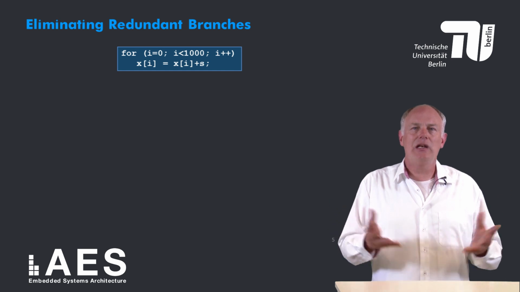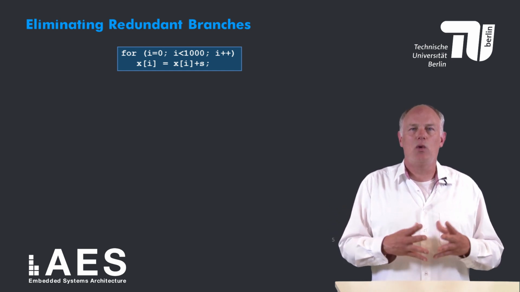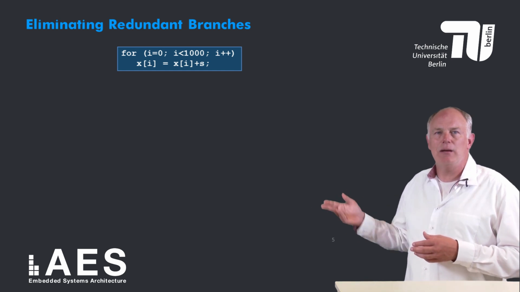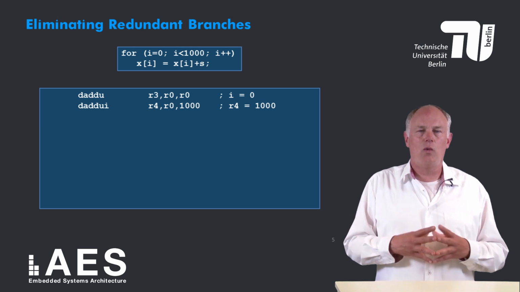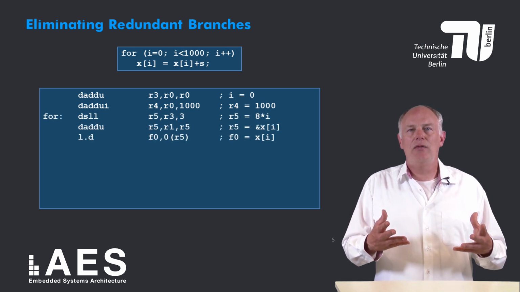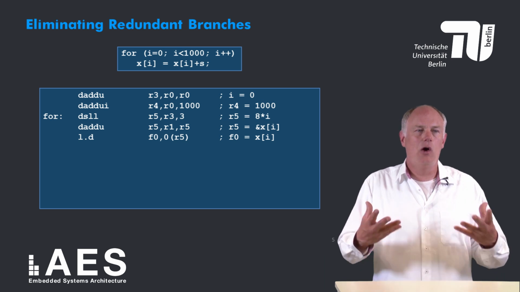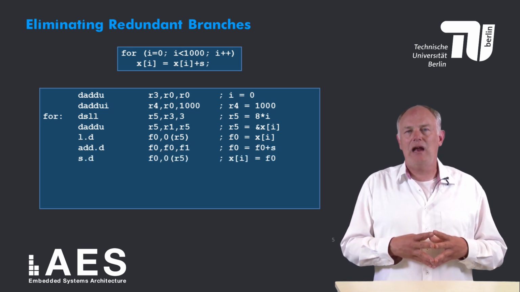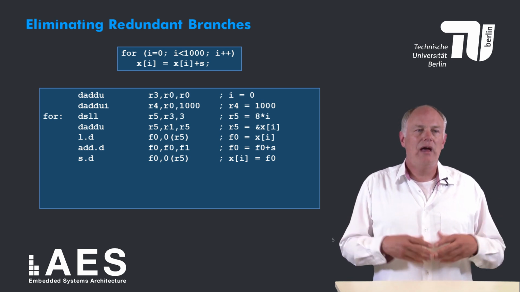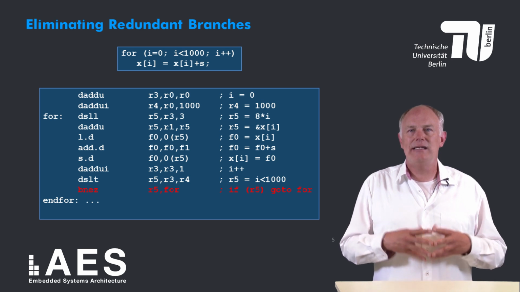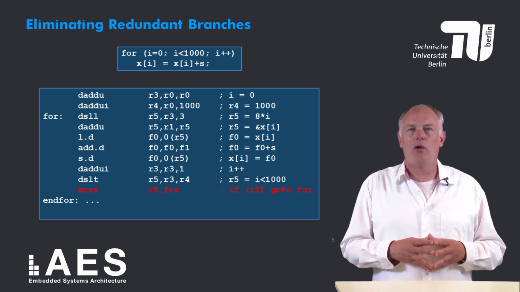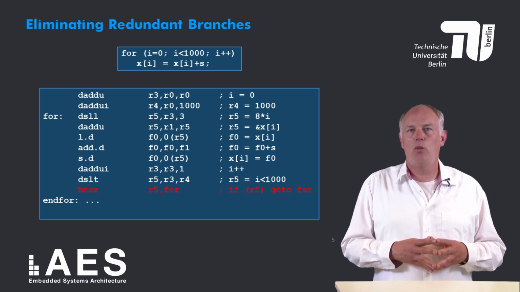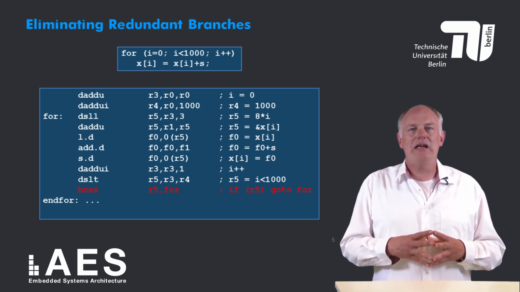This optimization is not legal if the loop is not executed at least once. The code sequence is mostly similar. We initialize R3 containing the loop index I with 0 and R4 with 1000. Then we calculate the offset, add it to the base address and load X[i]. Then we add the scalar S to F0 and store the result to the memory at address R5. And finally, we increment the loop index and test if it is still less than 1000. If it is, we branch back to the beginning of the for loop, otherwise we continue with the rest of the code. Now we have 8 instructions per loop.